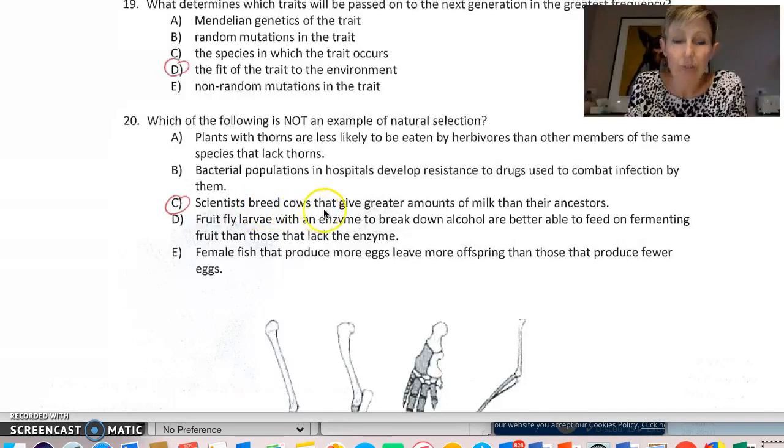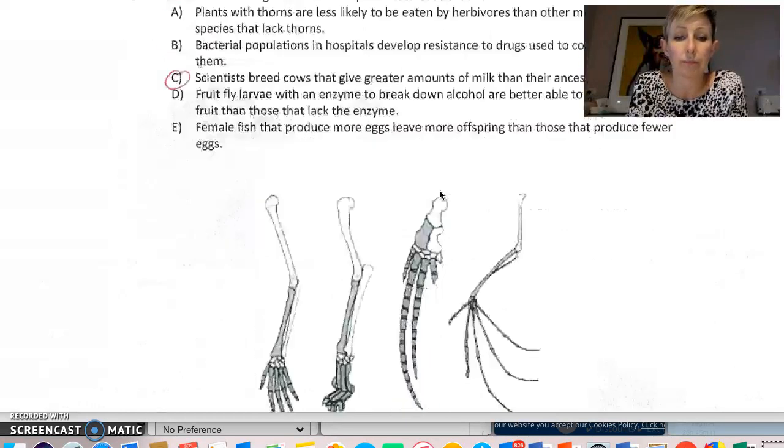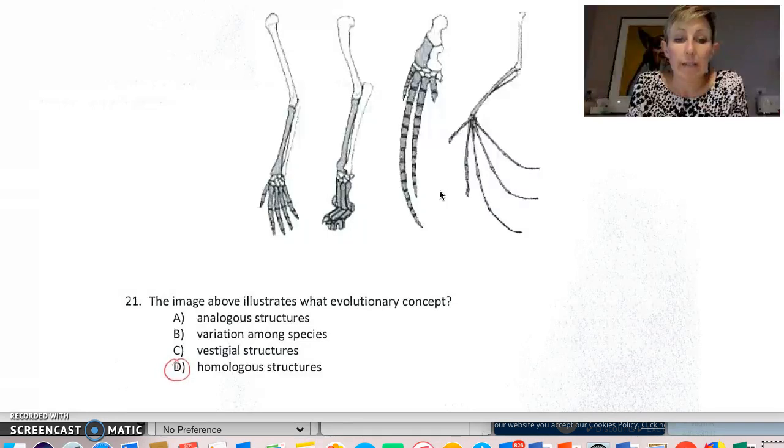Which of the following is not an example of natural selection? Scientists breed cows that give greater amounts of milk than their ancestors. So this was one of those that I wanted you to underline the word not, and then C is not an example of natural selection. The image above illustrates what evolutionary concept? They are homologous structures.